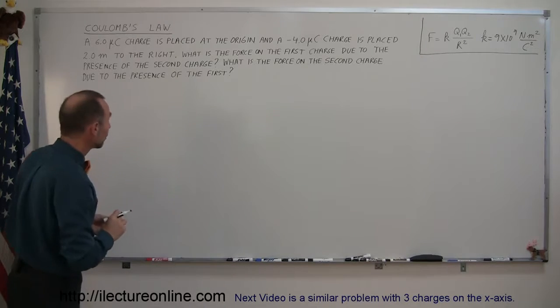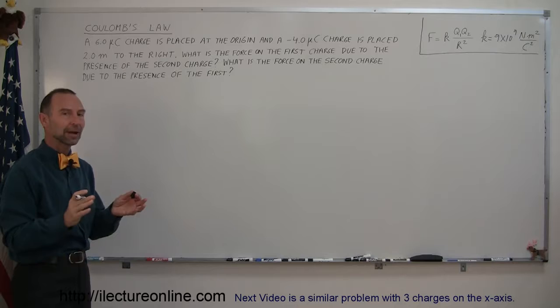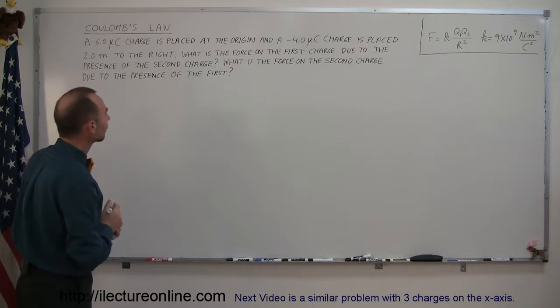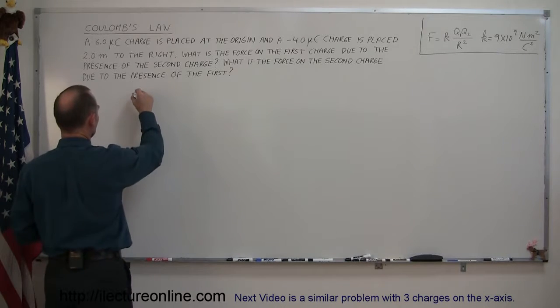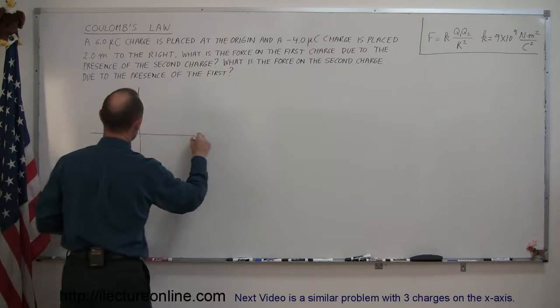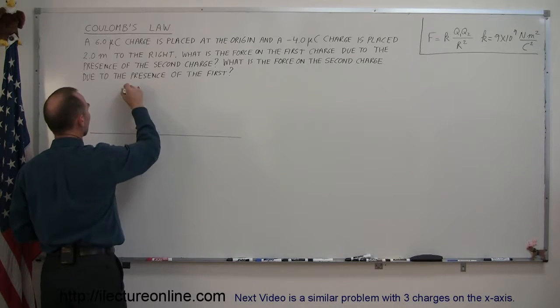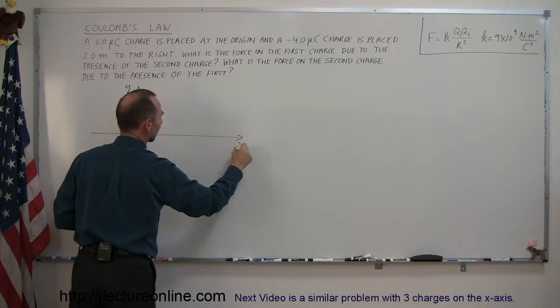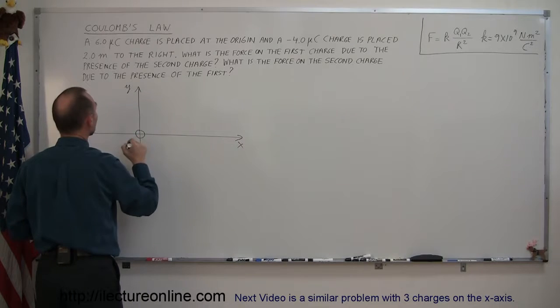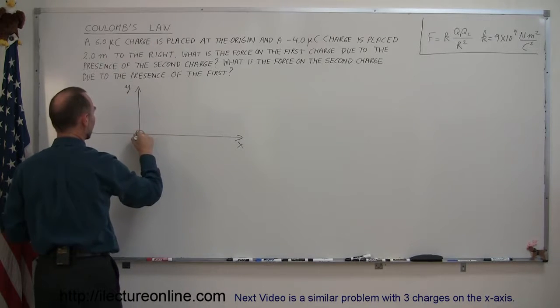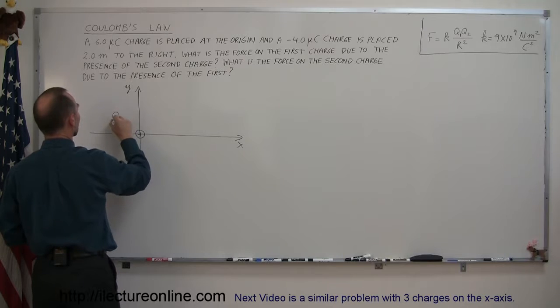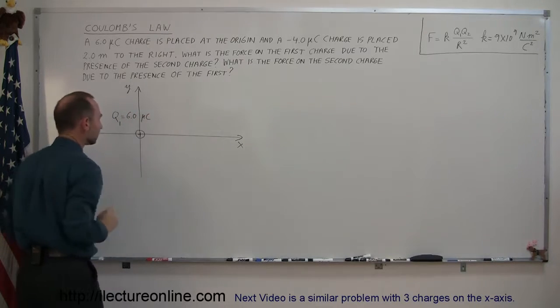So, as we usually do, we want to draw a diagram so we can get a visual picture of how to do this problem. So let's draw a coordinate system. Here we go. There's the y-axis, there's the x-axis. We place one charge, and it looks like it's a positive charge, so we place a positive charge, call it Q1, and that's equal to 6.0 microcoulombs.